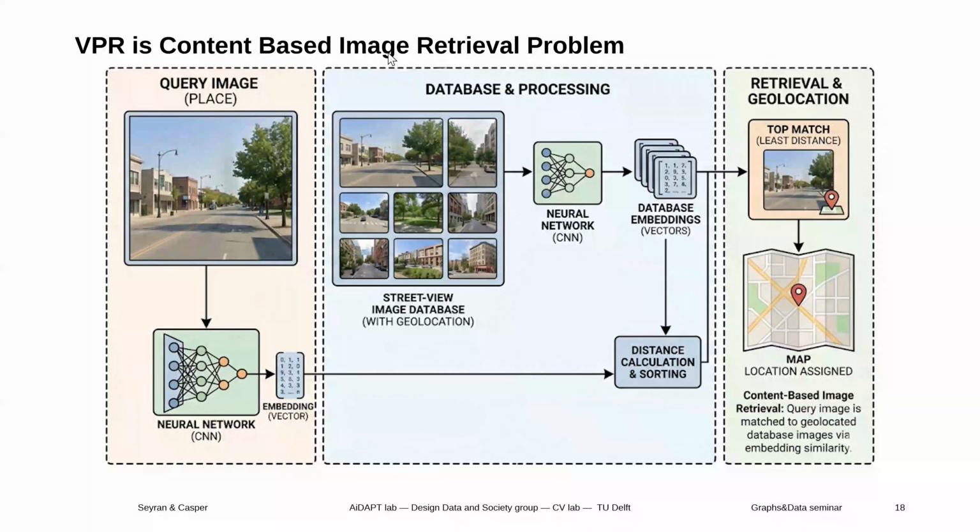And what we do is rank all the embeddings in the database with respect to that query to find the most similar image. Once we have that, that's a match, and then we know the location of that image, so then we know the location of the query as well. Is it clear? Yeah.